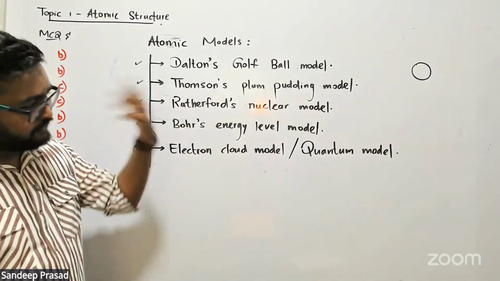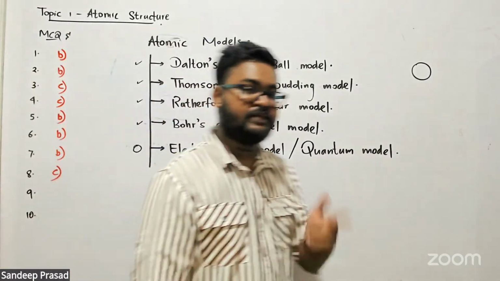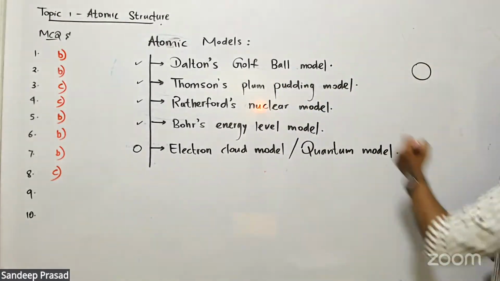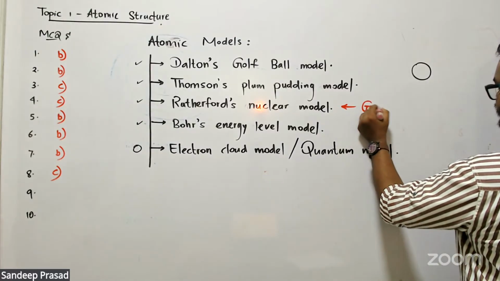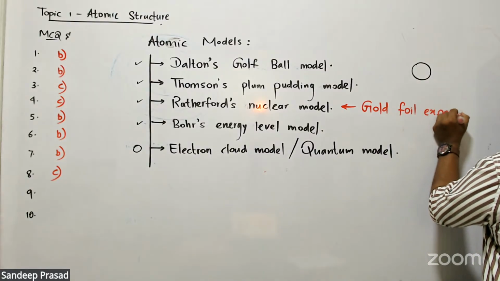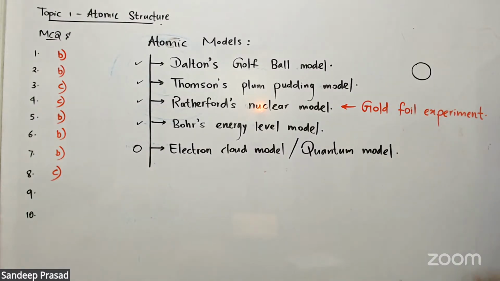And the next one is Rutherford's nuclear model. Rutherford is the first person who discovered the atomic nucleus. For this, Rutherford did an experiment. It is known as the gold foil experiment. Students, before we learn this one in detail, if you are interested, if you are eager, you can find out the details of this gold foil experiment through YouTube. You go to YouTube and type gold foil experiment, then you can see the videos of it. That is very interesting.